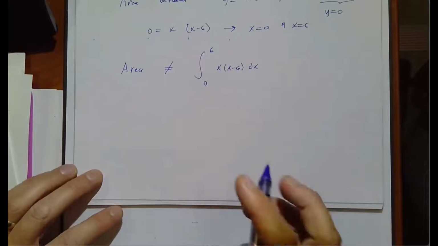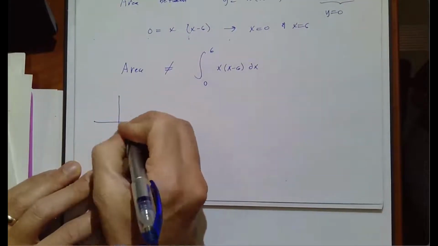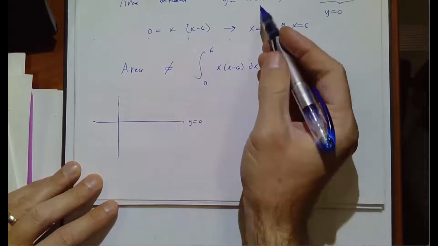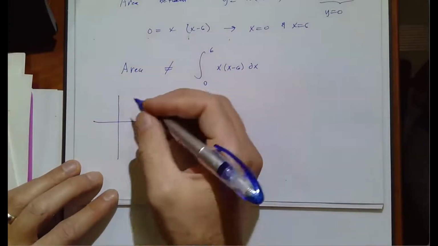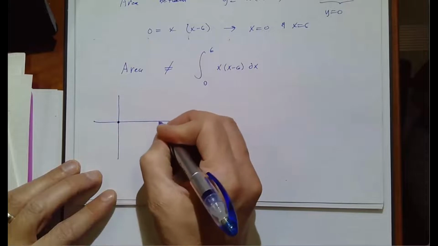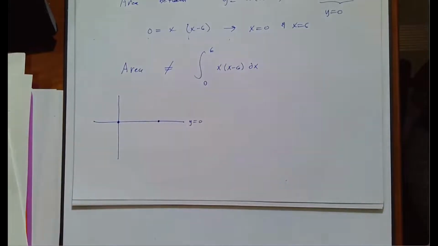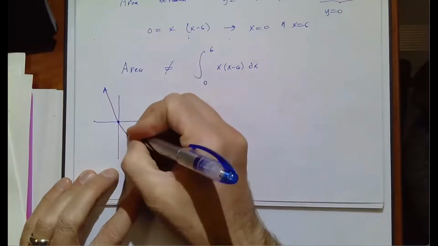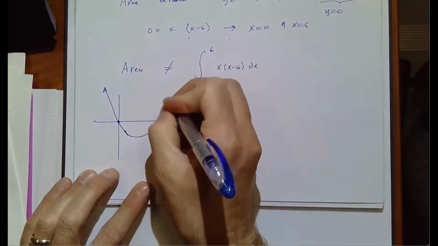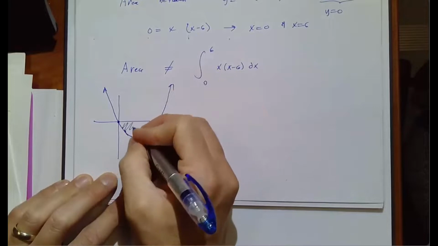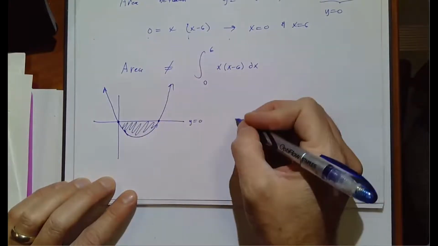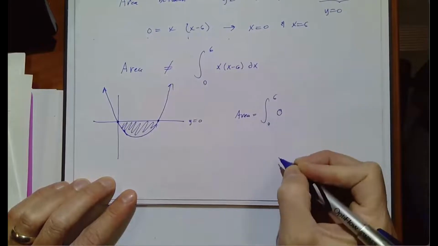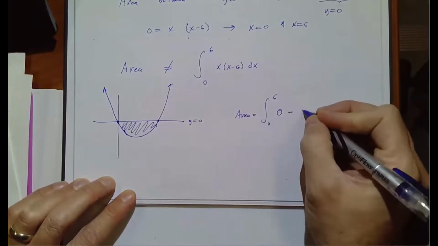So if you graph it, here's y equals 0, aka the x-axis. And the parabola y equals x times x minus 6 has x-intercepts at 0 and at 6, but it opens upwards. So we're looking at something that looks like this, and the region is here. And if I actually want to find the area of that region, I have to do the top function minus the bottom function.